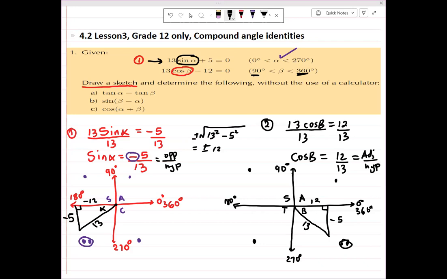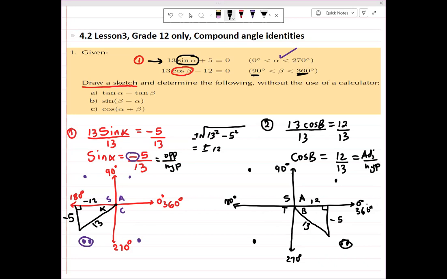Always make sure that your hypotenuse is positive. So it's positive here, it's positive here. If you're going down first, this value here must be negative. You're going down, the value is negative. And then if you are on the negative side of the x-axis, the adjacent is always going to be negative. If you are on the positive side of the x-axis, the adjacent is going to be positive.